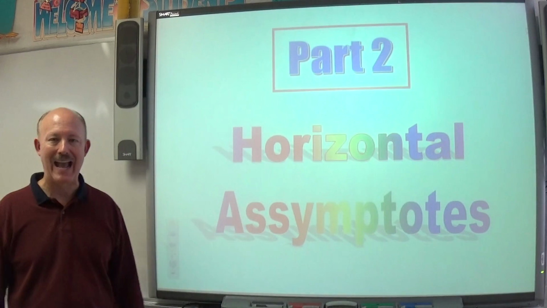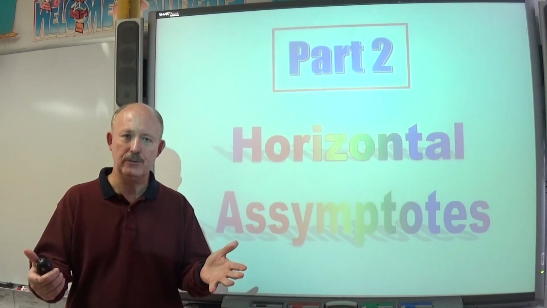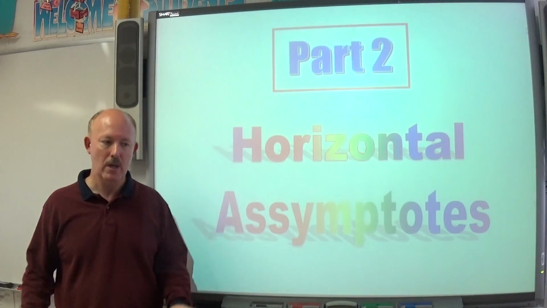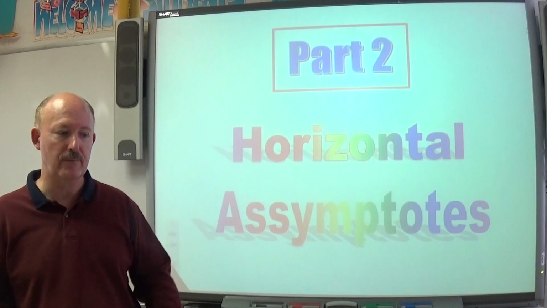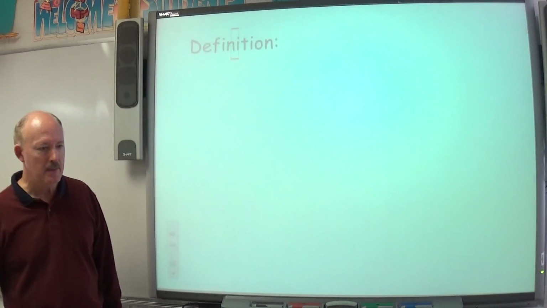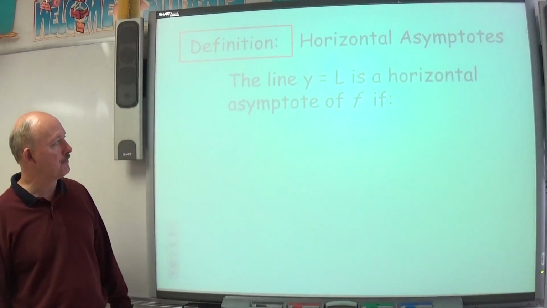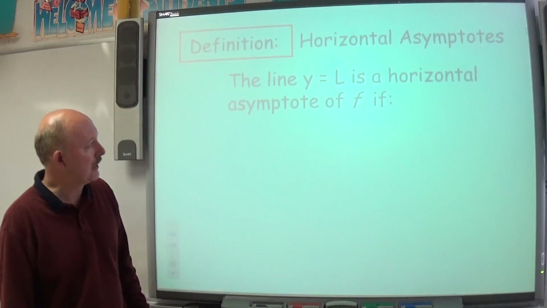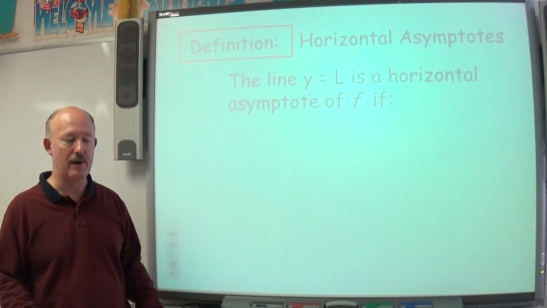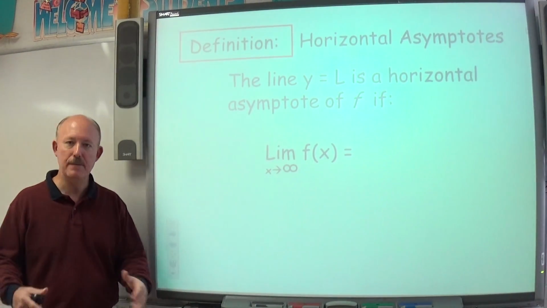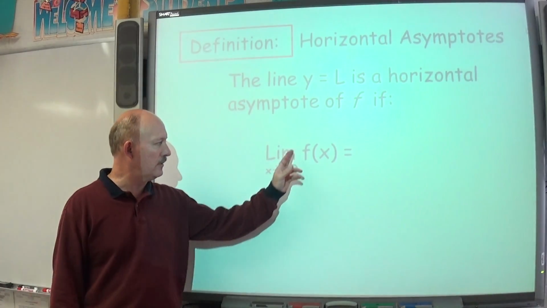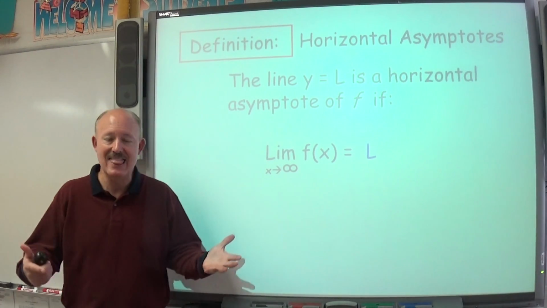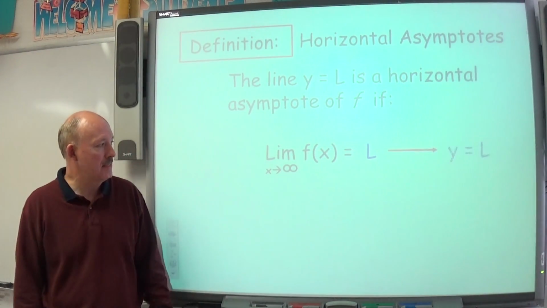Now a little bit about horizontal asymptotes. Most students that have taken pre-calculus have already seen horizontal asymptotes a little bit, since typically this is something you look at in pre-calculus. So first of all, let's define what horizontal asymptotes are. The line y equals L is a horizontal asymptote of f if the following is true: if you take the limit as x approaches infinity of f of x, the horizontal asymptote is going to be that number. It would be y equals that number.